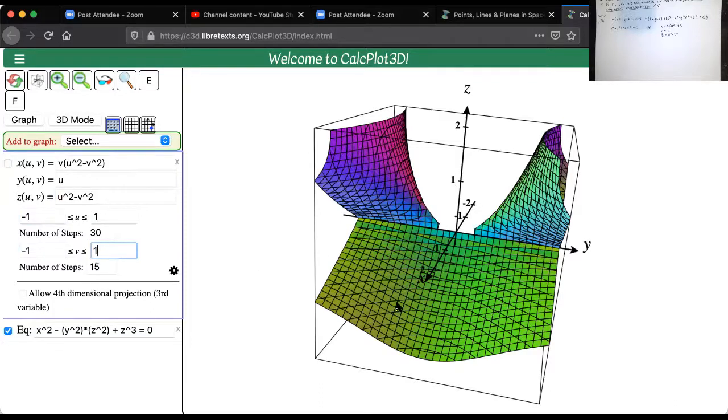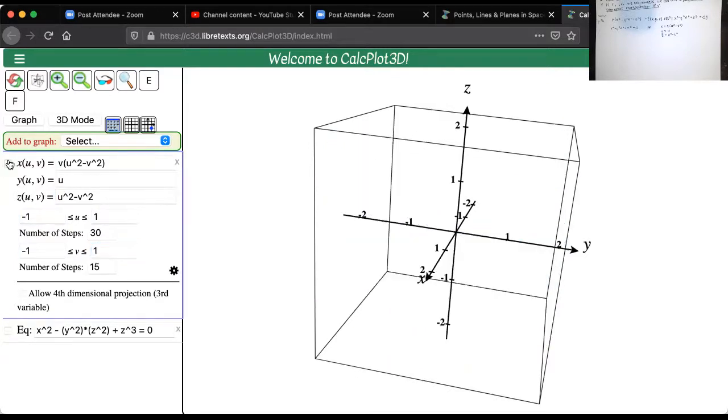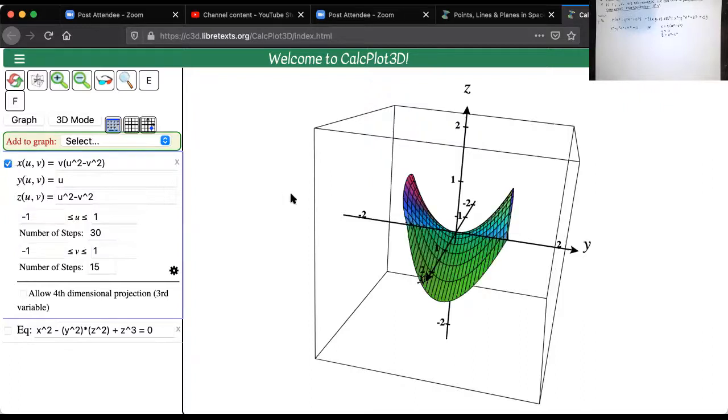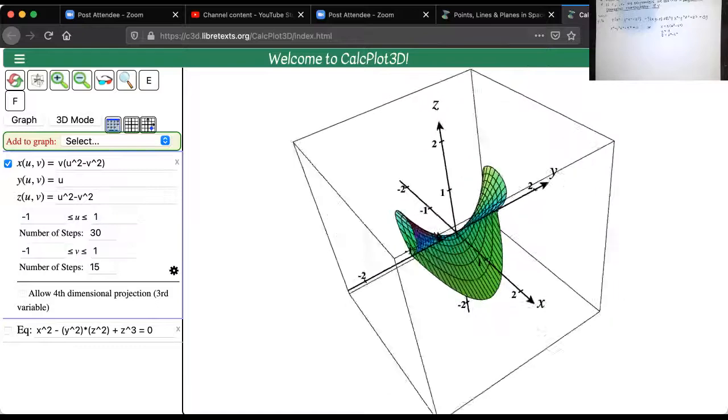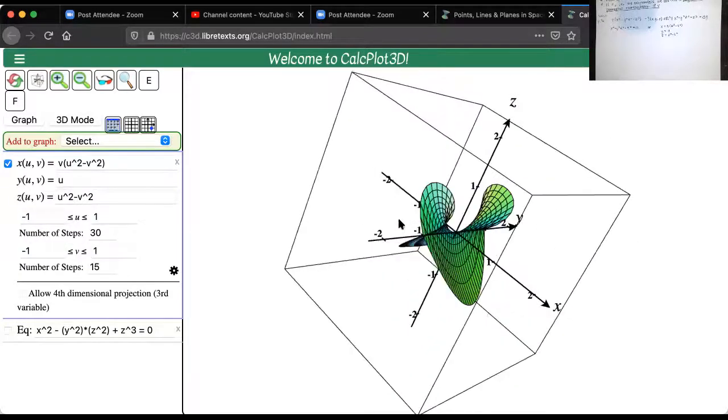So this is what it looks like when we use the implicit representation. Now let's use the parametric representation. Ooh, look at how much cleaner that is. Isn't that nice? Much cleaner.